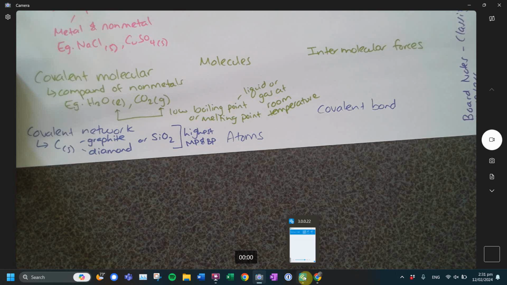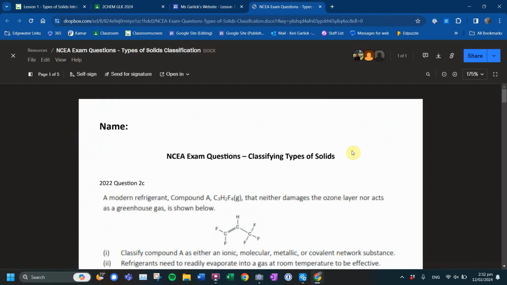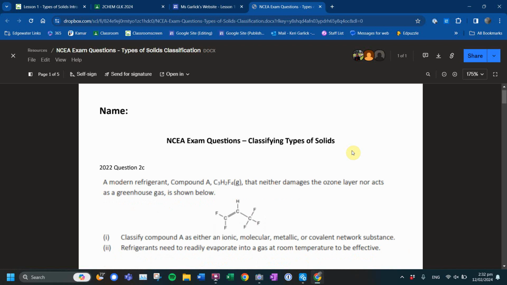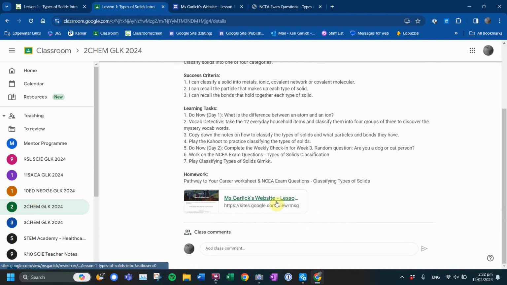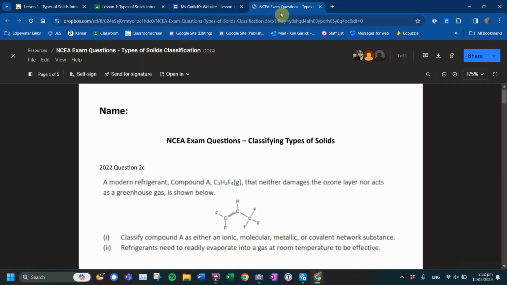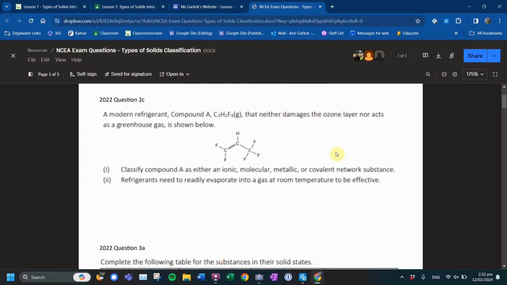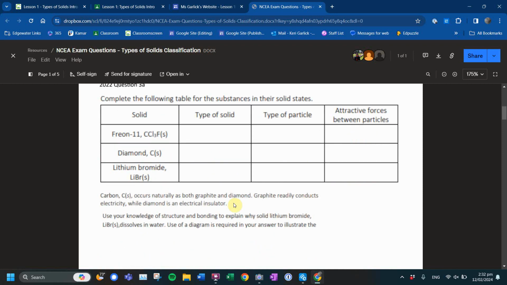All right, so I want you guys to practice this. The way you guys are going to practice this is by doing these NCEA questions that I printed off for you guys last week. If you've lost that piece of paper, don't worry. It is on the Google Classroom. You just have to go to lesson number 1, click on the website link, and then you want task number 6, looking at NCEA questions. So I just want you to have maybe 15 or so minutes just to go through and answer these questions and try to practice your classification. Think of this as your training for the Gimkit, so that way you can easily answer the Gimkit later. Cool?